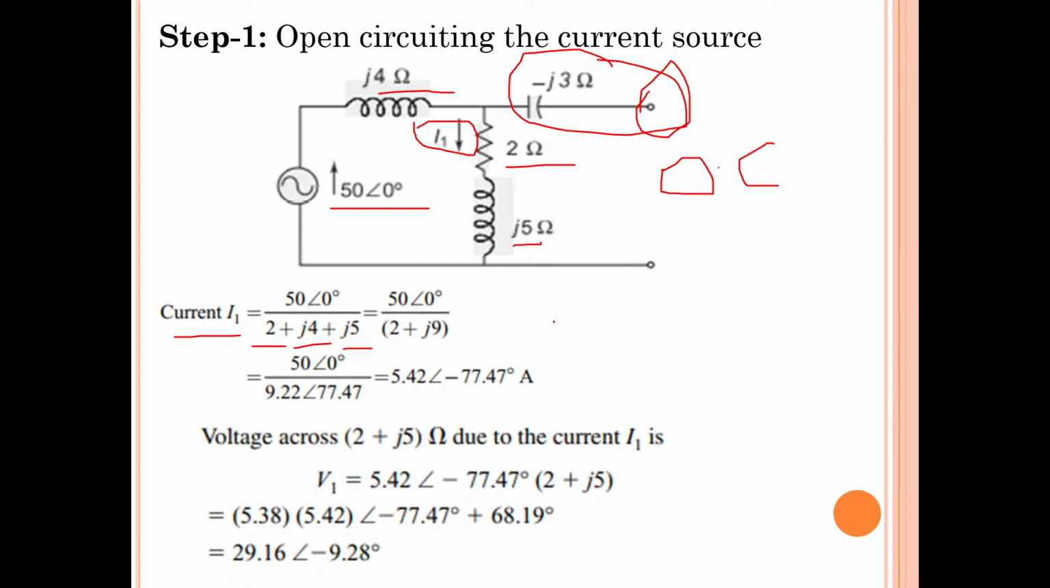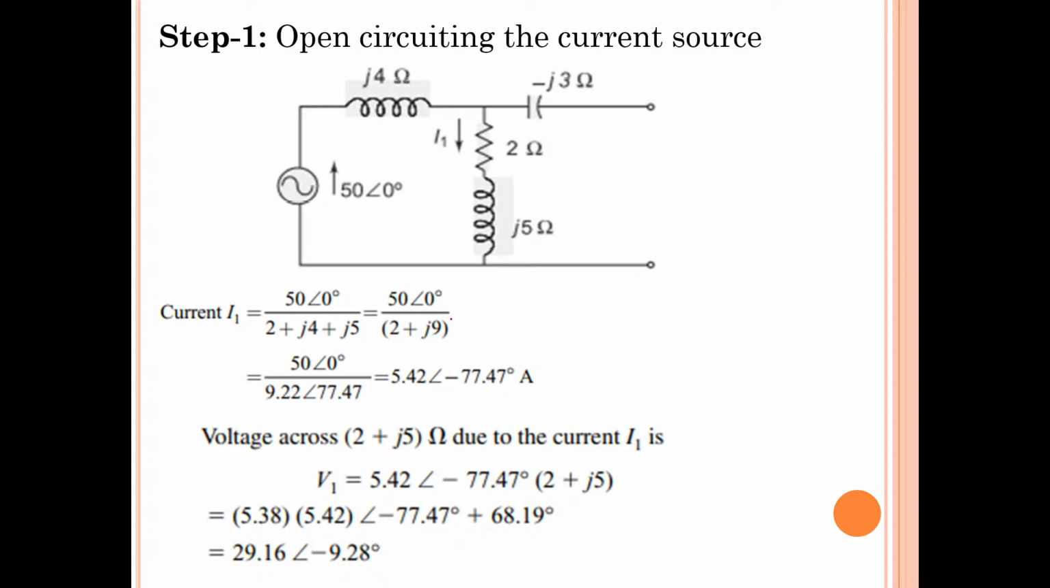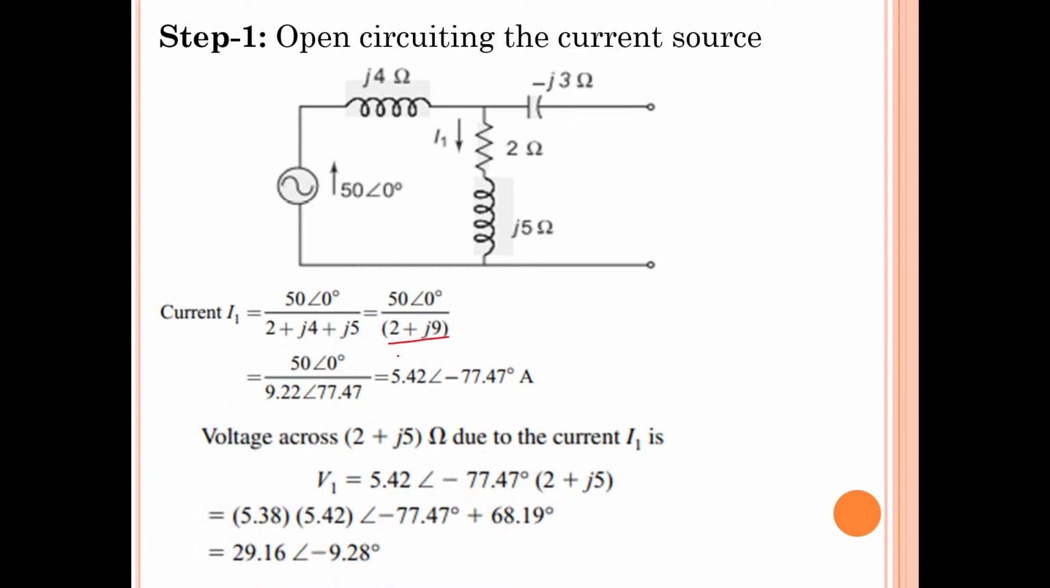Using a scientific calculator, you can see here the numerator is in polar form and the denominator is in rectangular form. In the scientific calculator, there will be an option to convert polar form to rectangular and rectangular to polar. Without a calculator also you can convert. There are some formulas, and you can search for those formulas in Google.